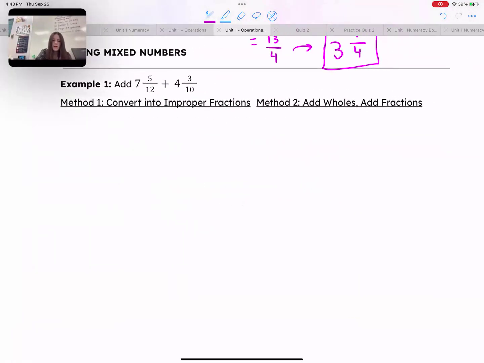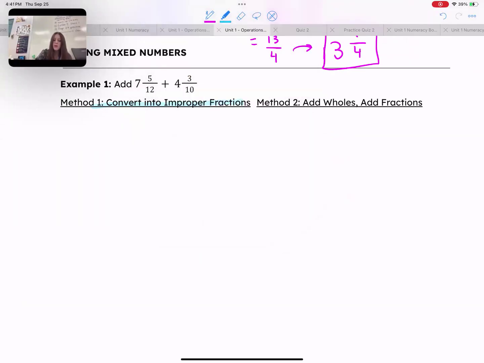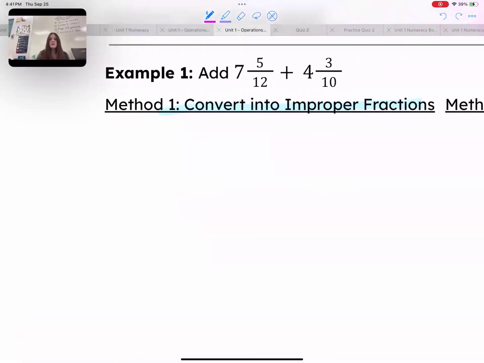Okay, next we are going to show you two different ways to add mixed numbers. So I just did the first way. The first way is to convert into an improper fraction first. The next way, we are going to add together the whole numbers, and then we are going to solve from there. So two different ways to do it. Let's see which one we like better.